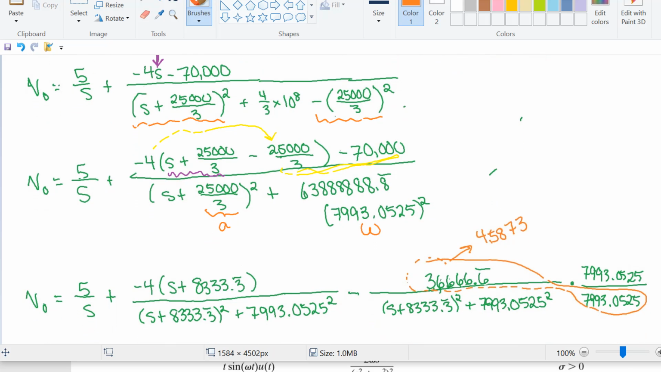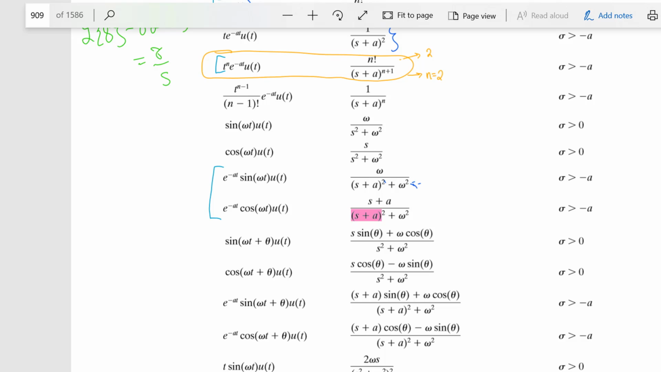Okay, so rewriting, 25,000 over 3 is 8,333.3 repeating. The 5 over s just carries it. You don't ever want to change that. So I split that second fraction up into two fractions. One that has the s plus a in the numerator. That's the one that goes with cosine. And then the other one, the sine, has omega in the numerator. So I want the part with s plus a in one fraction, and then the part with the constant in the other fraction.